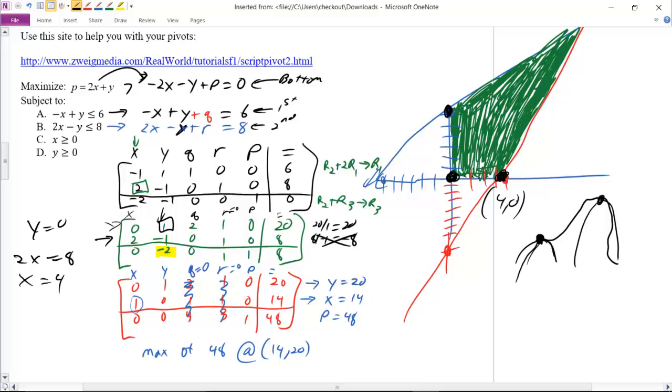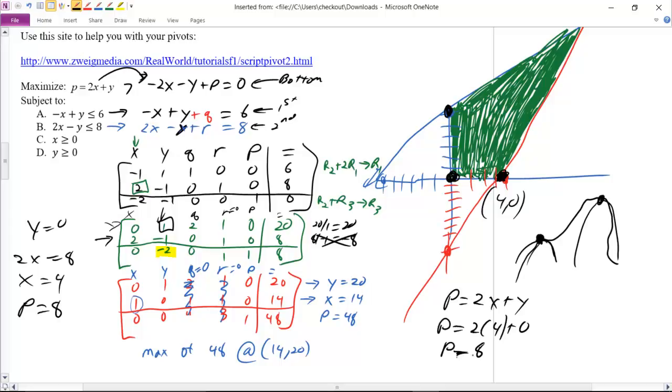Let's check our p really fast. So right now, check our bottom row. So 0 x's, y is equal to 0. So 0 y's, 0 q, r's get thrown out. So I'd just be left with p equals 8. So if I were to take the value of 4, 0 and sub that into my p equation, because p equals 2x plus y, I'd have p equals 2 times 4 plus 0. So that means p equals 8.